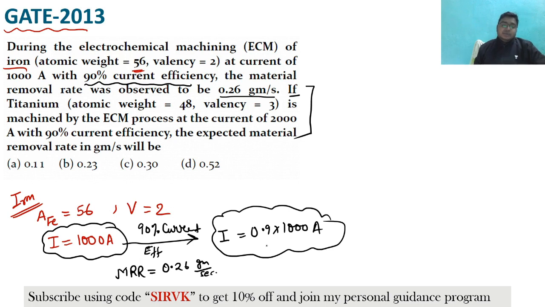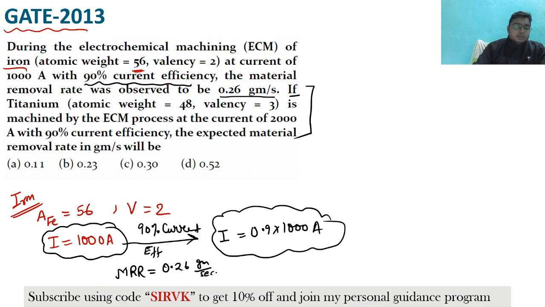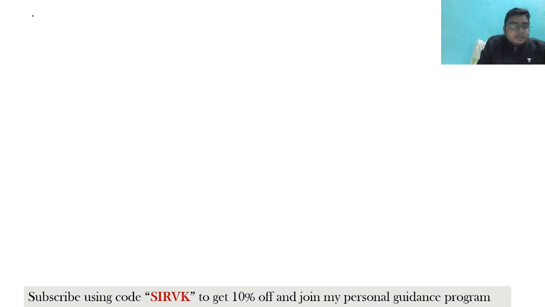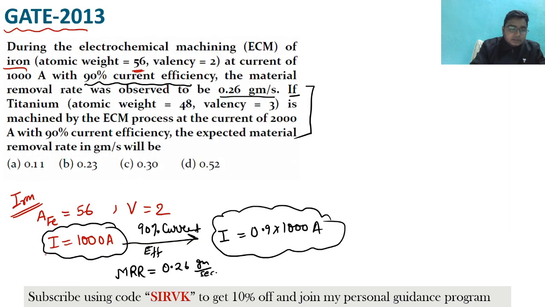How can you find it? First of all, try to find the density for the first case. How can you find the density for the first case? See here. So basically, what is the MRR? MRR is given by A by V into I by F, right? These things we have seen. Now what are the values that we have seen? We have seen that A is equal to 56, V is equal to 2, current is equal to 0.9 thousand. So just put it here. And what is the MRR? That is 0.26. Put it here.